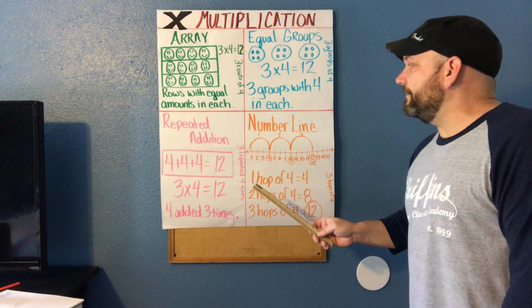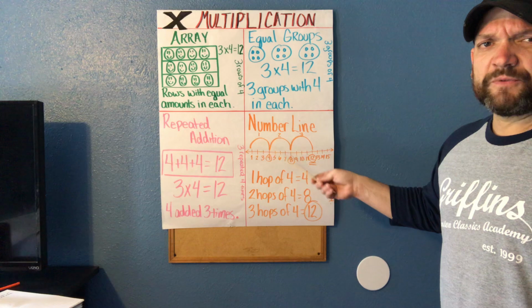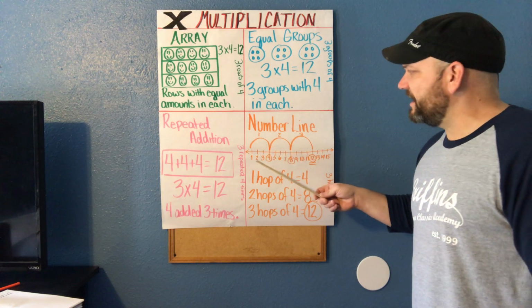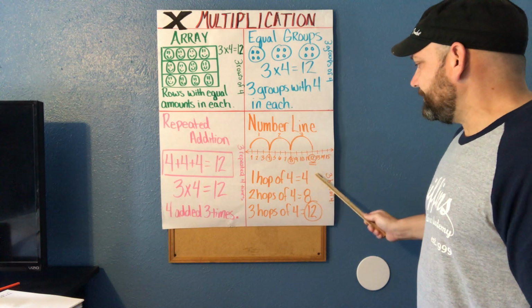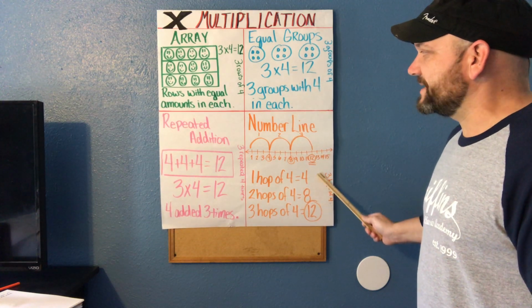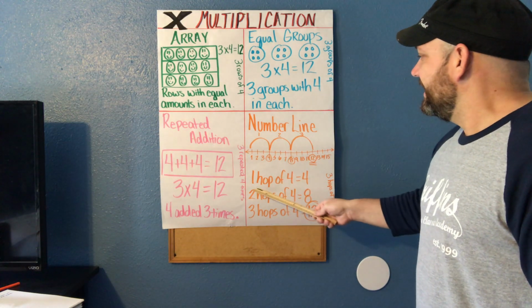Okay, and then the last way, I think when we voted on this, we had a few kids that liked this way, but not a whole lot. Anyways, we still should know it. So number line, and this is 3 hops of 4. You guys remember before when I drew the bunny and all that fun stuff?